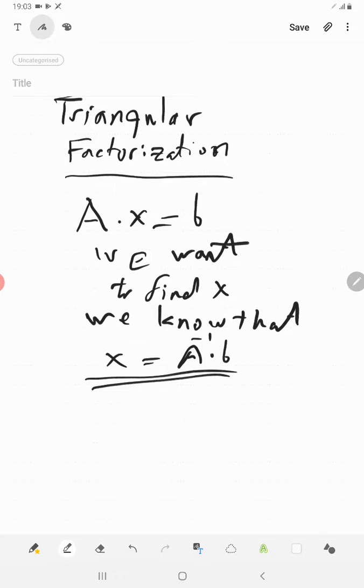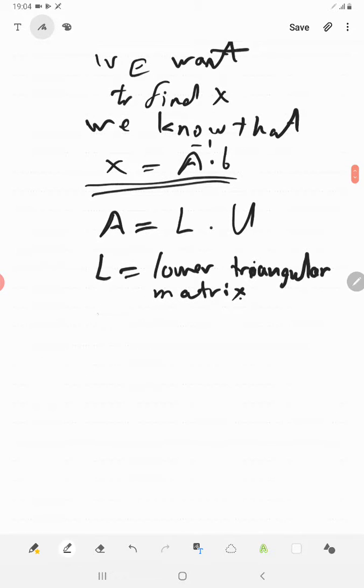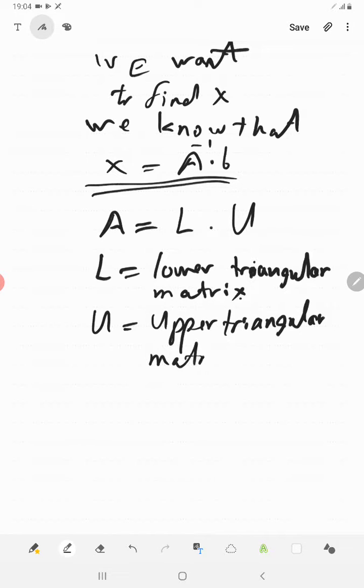factorization. Okay, we assume that A can be decomposed in L times U, where L equal lower triangular matrix, and U is equal upper triangular matrix. When we do that, then we can use backward and forward substitution to solve the equation.